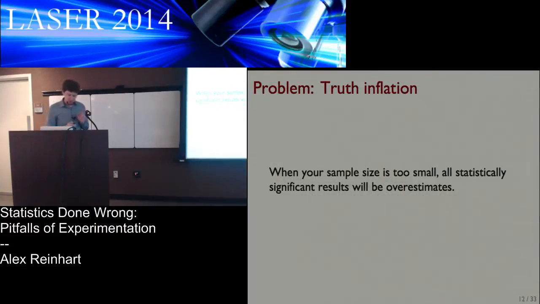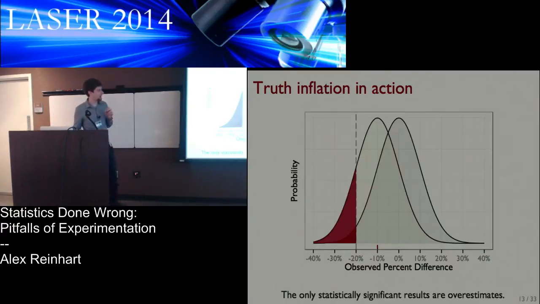So, there's another problem that you might have seen in the plots that I showed you, which is that when your sample size is too small, not only will you not get statistically significant results very often, but the ones you do will be overestimates. So let's look at that graph again.